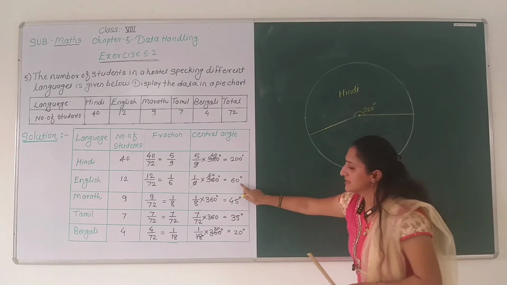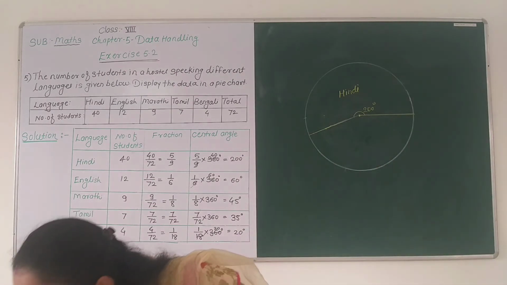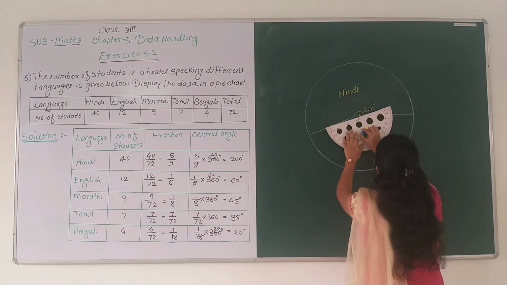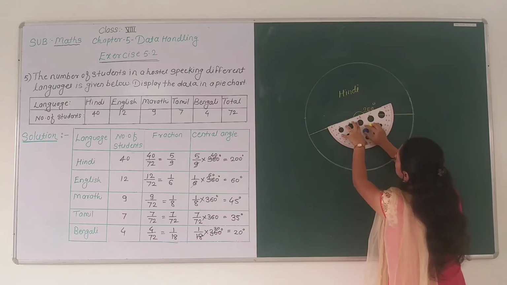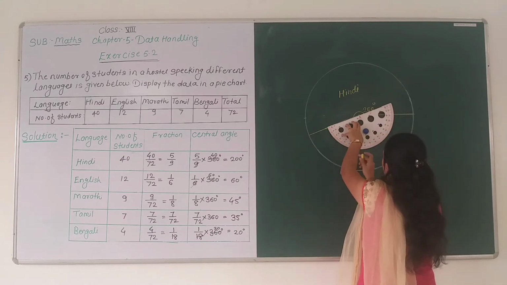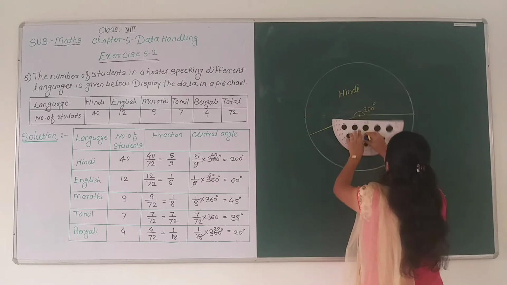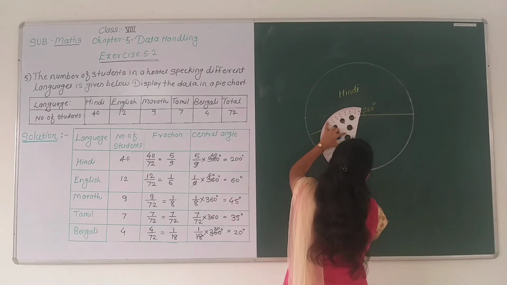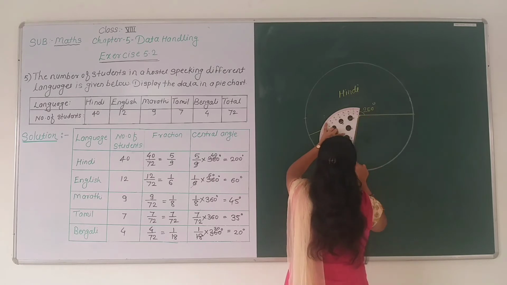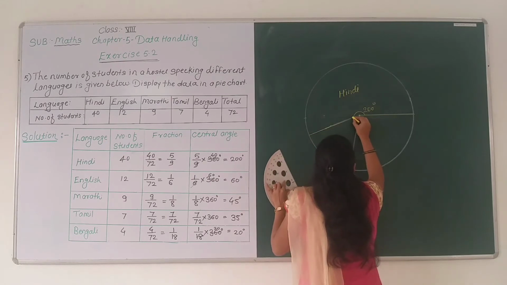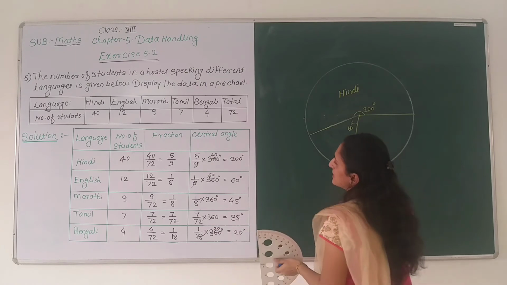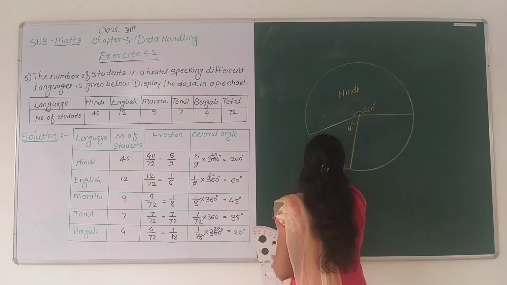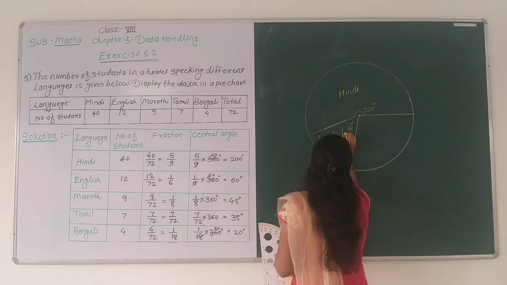After that, 60 degrees. Again take a protractor and measure the angle of 60 degrees from this radius. So here we get the angle of 60 degrees. Now join these 2 points. So this measure is 60 degrees, and it represents the number of students who speak the English language.